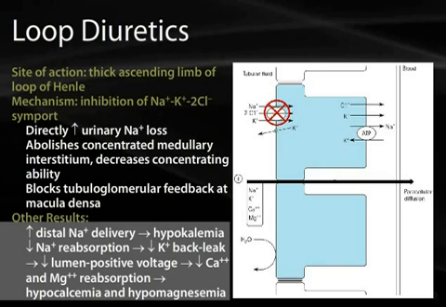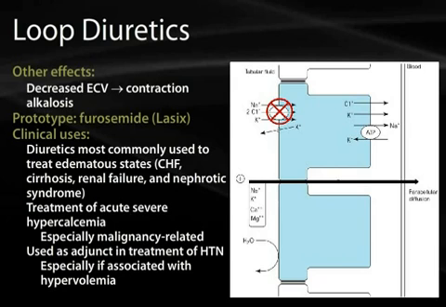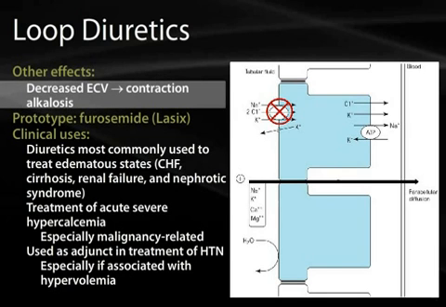This becomes extremely clinically relevant in that the treatment of hypercalcemia includes the administration of a loop diuretic to increase urinary calcium losses. Also, in patients that are using either acutely or chronically loop diuretics, they will often see not only hypokalemia, but also low serum magnesium levels. As with other diuretics, loop diuretics will decrease effective circulating volume, leading to a contraction alkalosis.